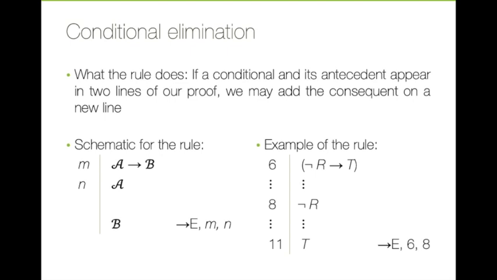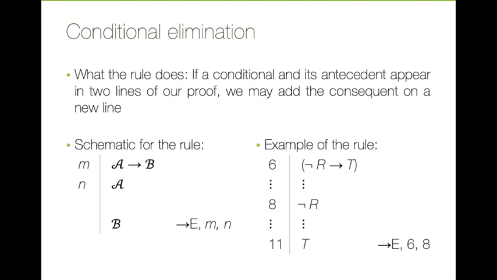And again, we have our justification. The introduction of this new sentence without a conditional in it, hence conditional elimination, is justified by this conditional elimination rule, shortened arrow E, and the lines 6 and 8 where the conditional and its antecedent initially appeared.